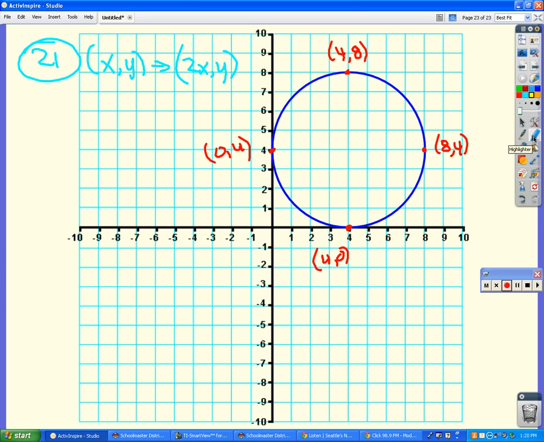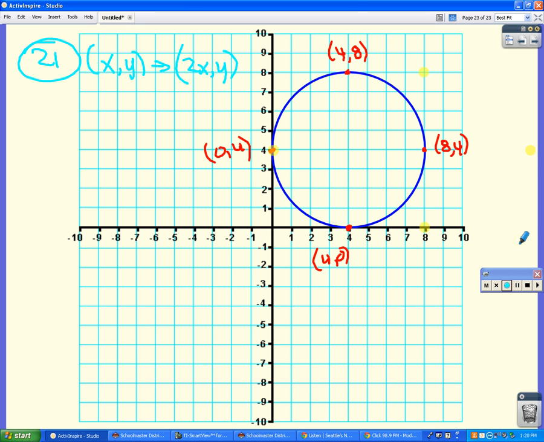Exact same place, because 0 doubled is still 0, and the y stays the same. Where does this point go? Goes to 8, 0, because 4 doubled is 8, and the y coordinate stays the same. How about this guy? 8, 8, because 4 doubled is 8, and the y coordinate stays the same. And then this last one is a little bit tricky. I don't really have room for it. This will go to 16, 4, so it'll be out here somewhere.